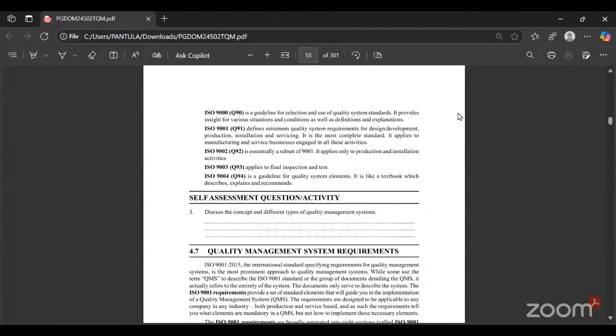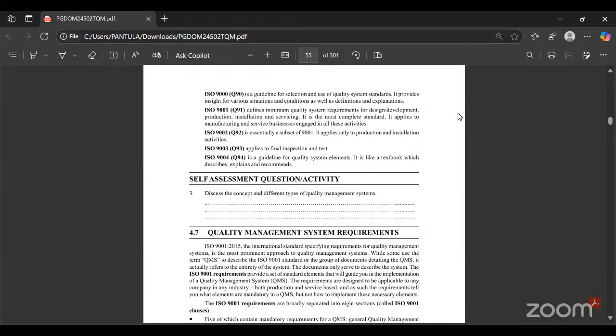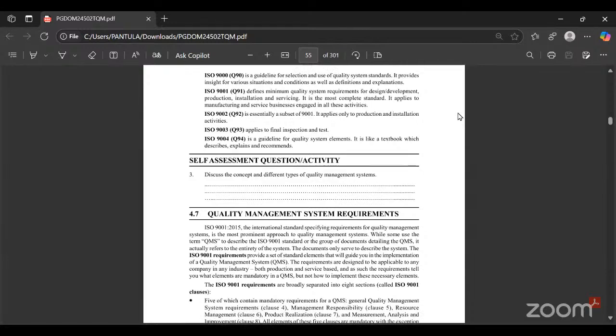Q91 defines the quality system requirements for design, development, production, installation and servicing. Q92 is essentially a subset of 9001, applied to production and installation activity. Q93 is applied to final inspection and test. Q94 gives guidelines for quality system elements. So Q90, 91, 92, 93, 94, like ISO 9000, 9001, 9002, 9003, 9004.